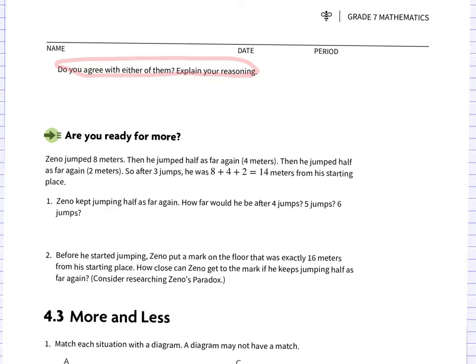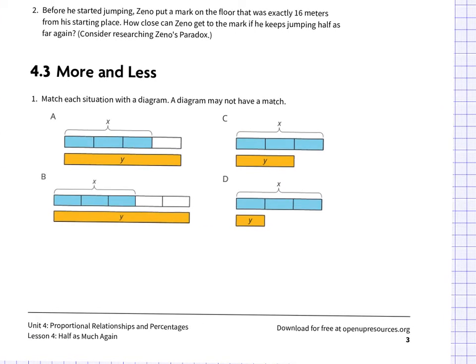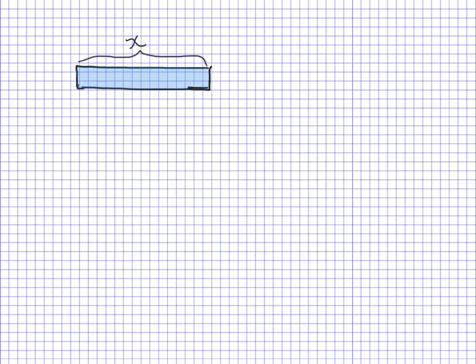And now we're going to skip the Are You Ready for More? and look at exercise 4.3. These involve tape diagrams, and before we go over the questions in 4.3, I want to explain to you how tape diagrams work. With a tape diagram, this curriculum seems to like these blue boxes. You're going to be given a blue box, and they're going to label it x. That x represents 1. That's our whole.